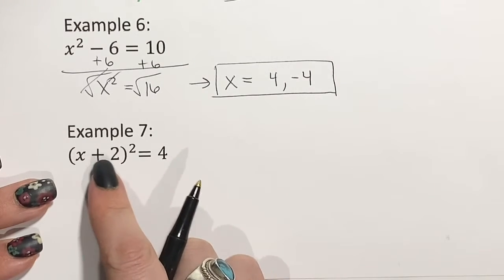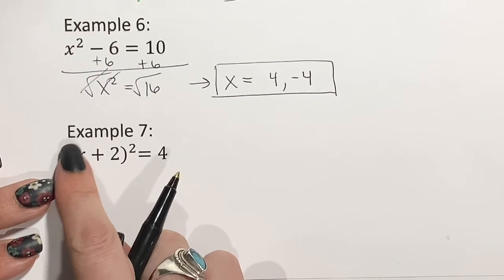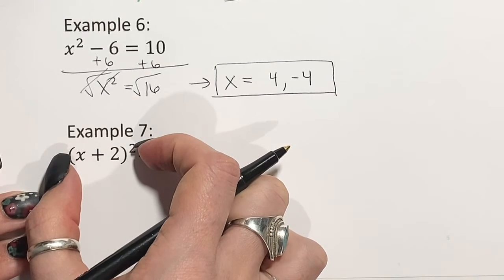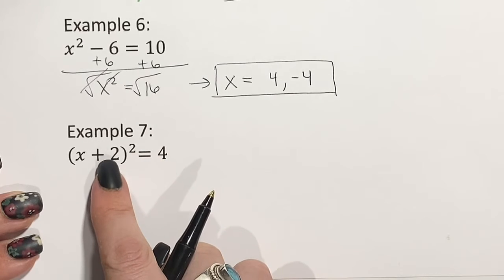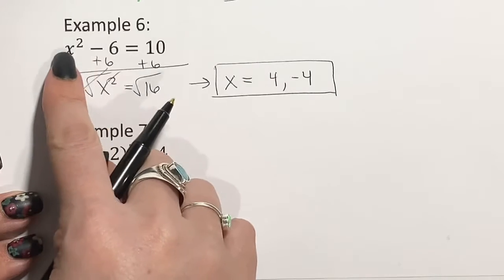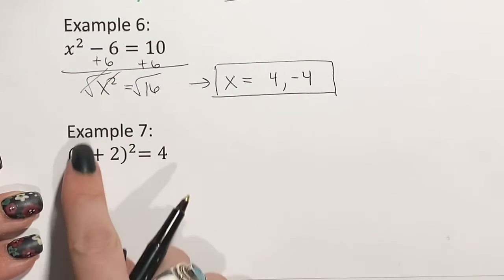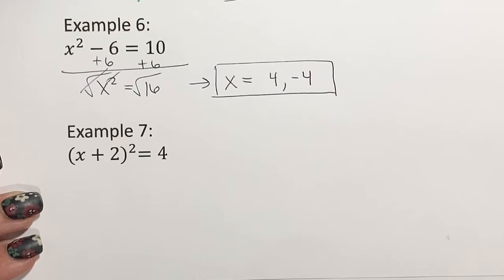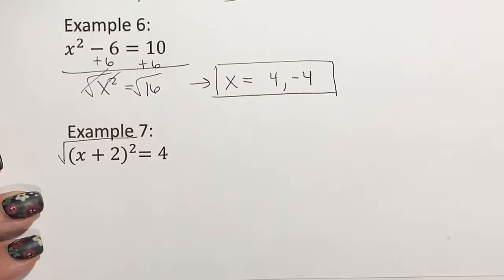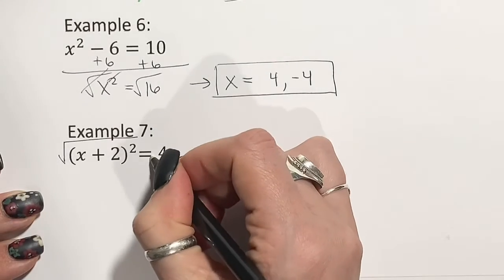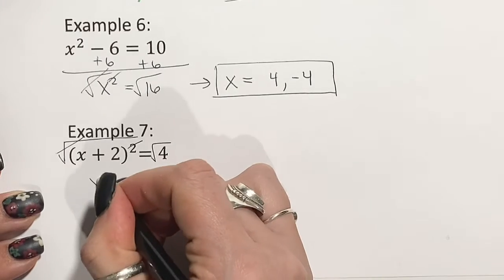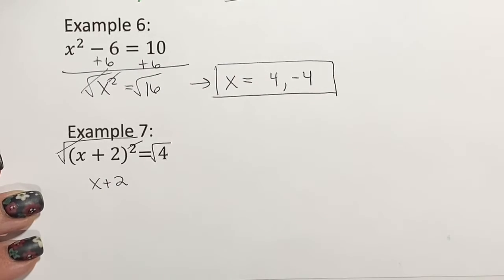Notice on this one, though, the square is not right on the x. We've got these parentheses with the square on the outside. Right now, that means that square is isolated. I can't do anything to this plus 2 while it's being squared. So notice that the order is a little bit different on this one versus this one. When that 2 is in those parentheses with the square on it, it's kind of stuck in there. So we are going to go ahead and square root first this time. And that square and the square root cancel, so that x plus 2 is now out of those parentheses.